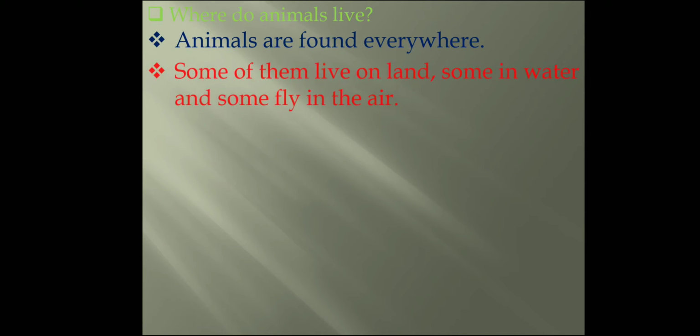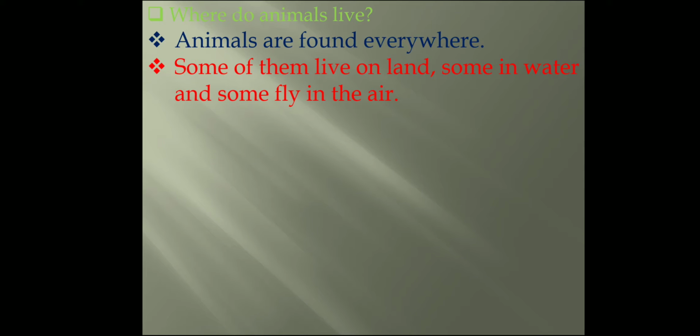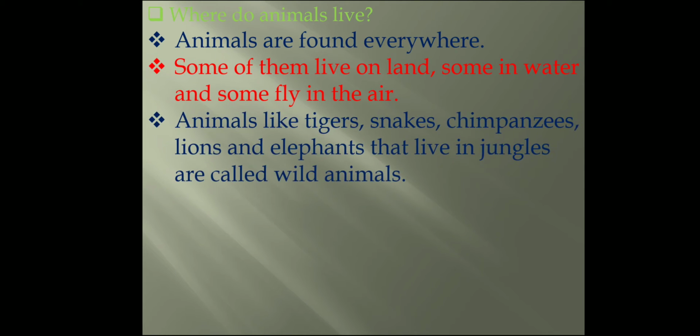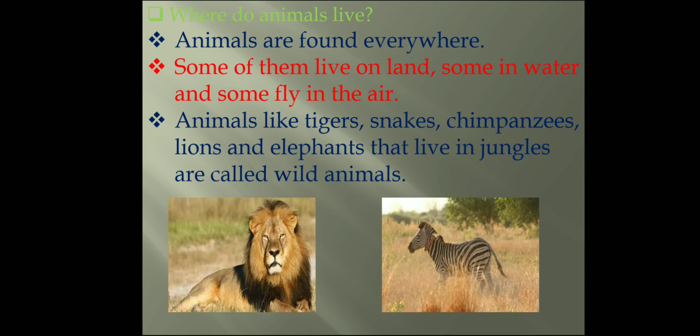Where do animals live? Animals are found everywhere. Some of them live on land, some in water and some fly in the air. Animals like the tiger, snake, chimpanzee, lion and elephant that live in jungles are called wild animals. Those animals which live in a jungle are called wild animals, and they are tiger, lion, deer, snake, chimpanzee, elephant, zebra, giraffe, etc. So they are all called wild animals.